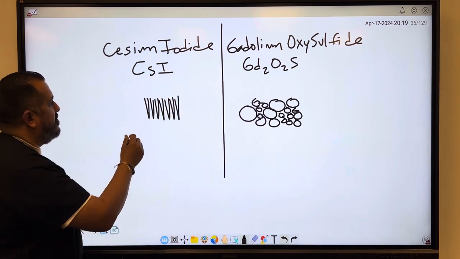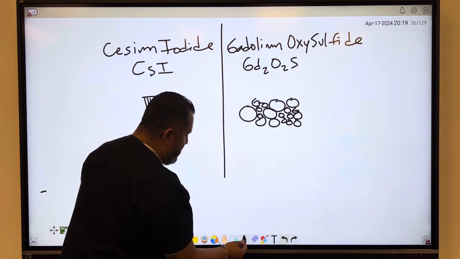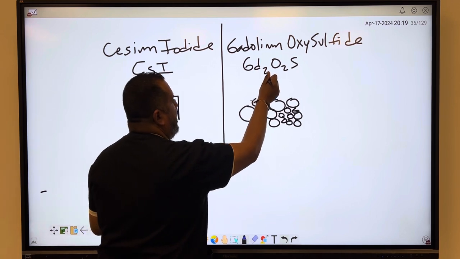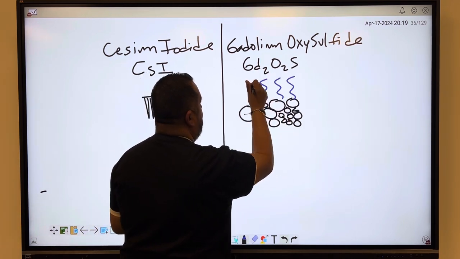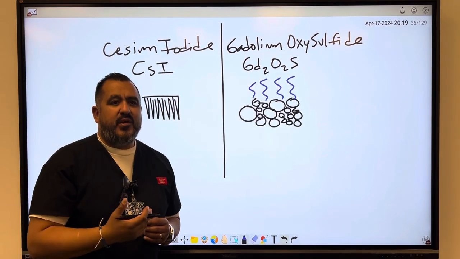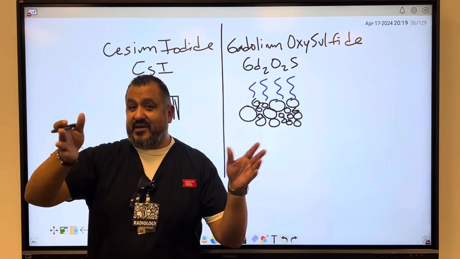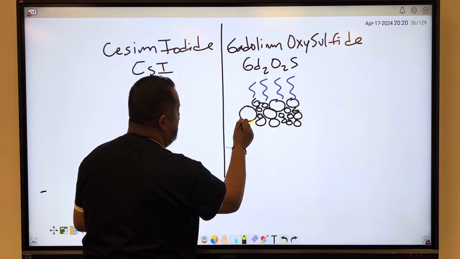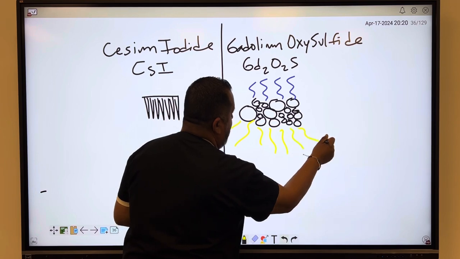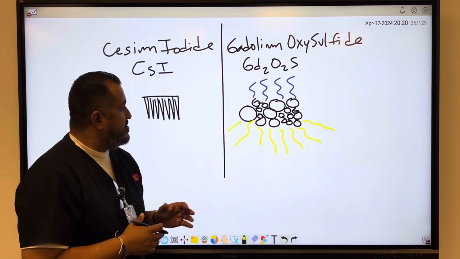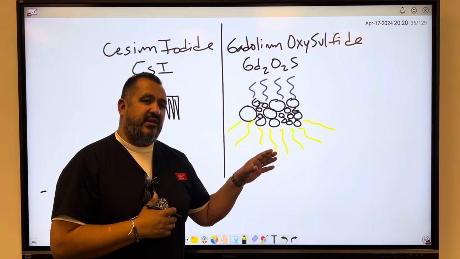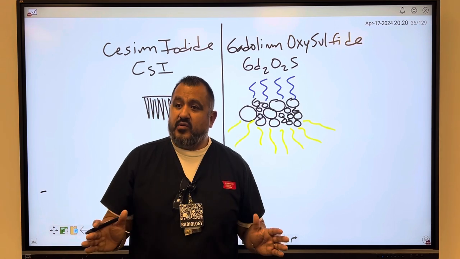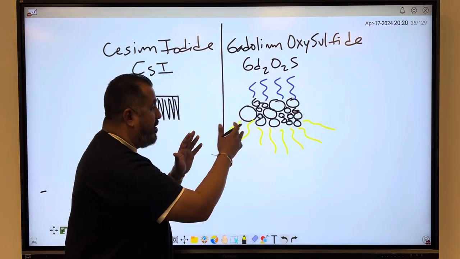When X-ray energy strikes it, let's make the X-ray energy a purplish color. When X-ray energy strikes the gadolinium oxysulfide, because it's all rough and bumpy, where do you think the light is going to go? It's going to go all over the place. We'll draw the light like this. Some of the light is going to go down, and some is going to go off to the side. This is called light spread. Light spread is talking about where the light is traveling towards. So here, you're going to have more light spread.